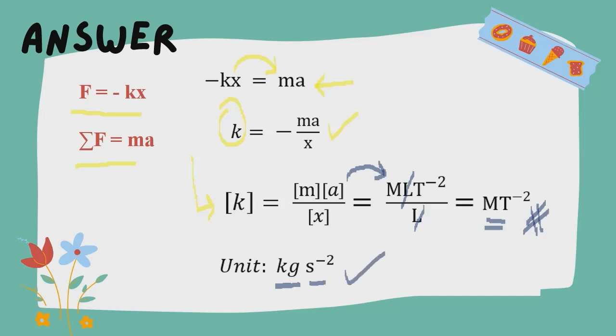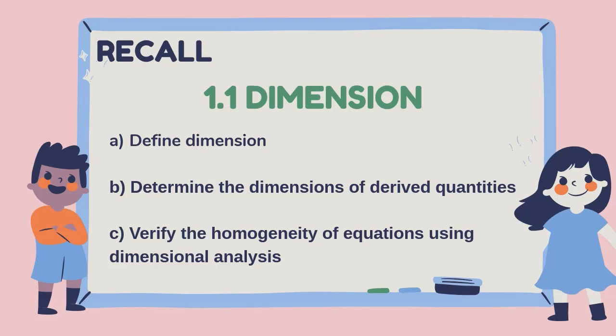Okay, so that's all for the PSPM question answers. Finish subtopic 1.1. Let's have a look. You should be able to know what dimension is. You should be able to determine the dimension for any derived quantities, and then you should be able to verify homogeneity of an equation, whether the left hand side is equal to the right hand side.